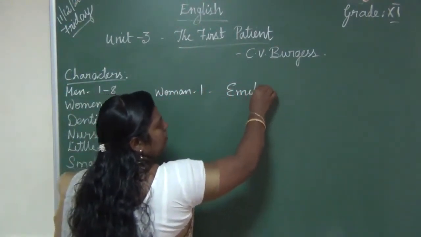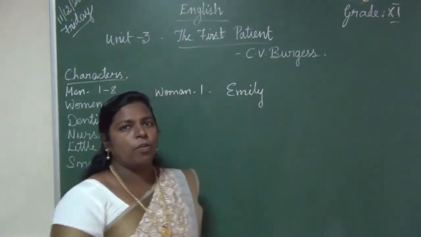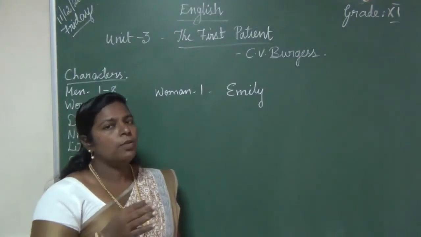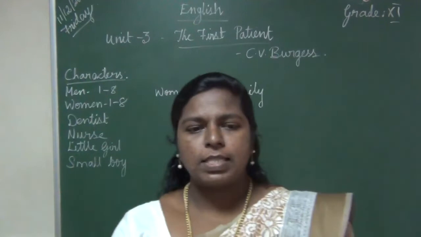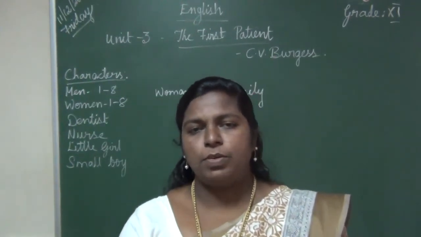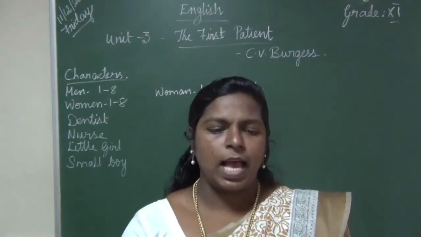Emily is the name of woman 1, right? Now they are introducing the name of woman 1, that is Joe's wife. Okay, so Emily is her name. So man 1 is asking, what is the matter? What is happening? Why are you all crying like that? He is asking his wife Emily.